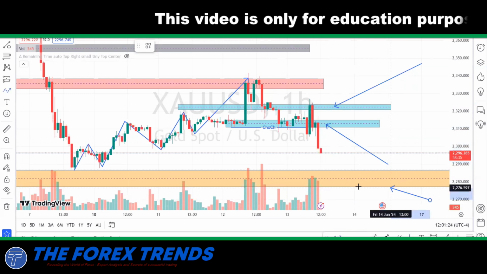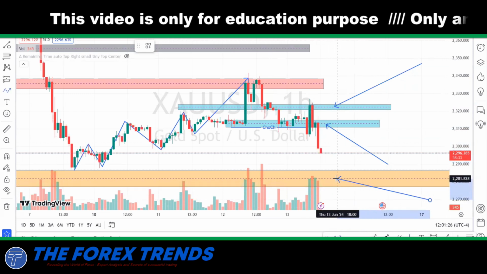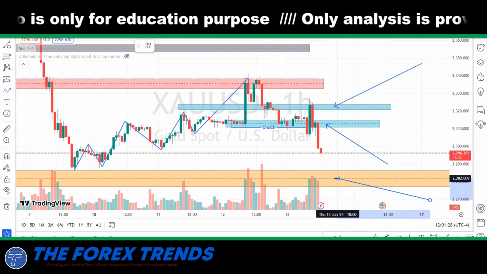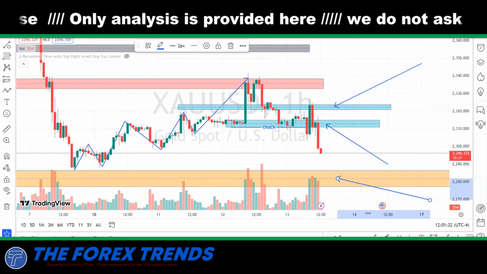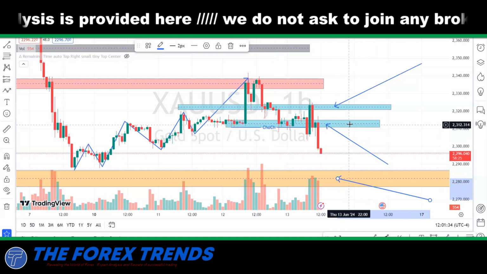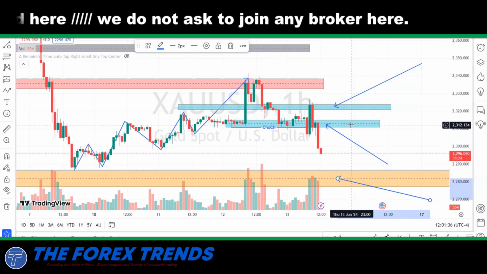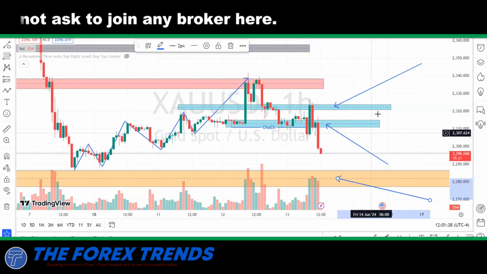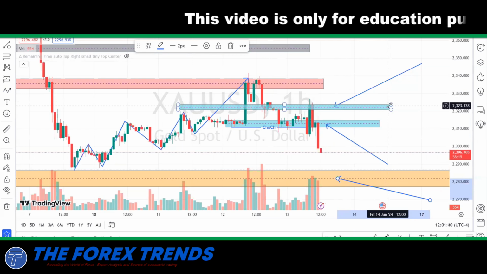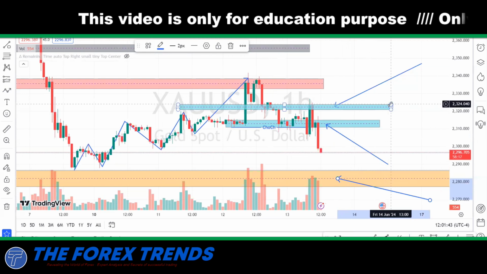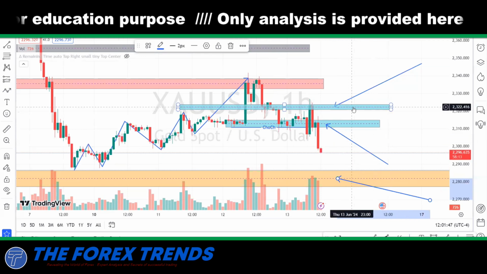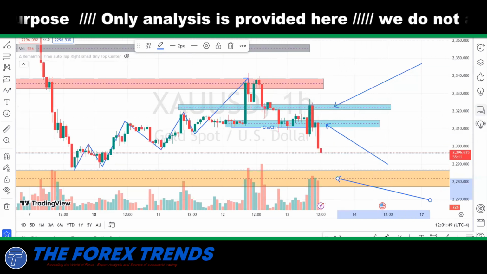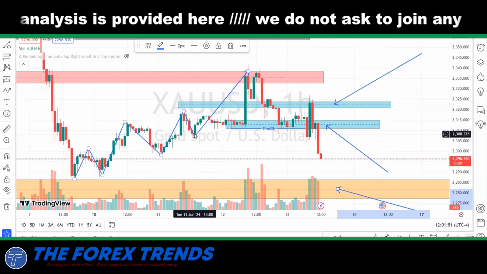Here is a buy at the 2280 to 2277 level. If we get the price at this level, we may initiate a buy. If we get the price at this level, that is 2310 to 2312 level, we may initiate a sell. And we have another level, that is 2320 to 2324 level. So if we get the price at this level, we may initiate a sell from here.